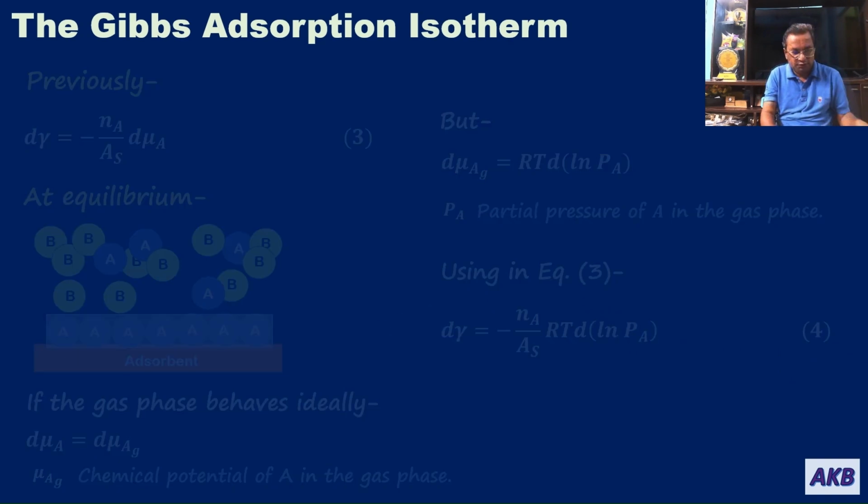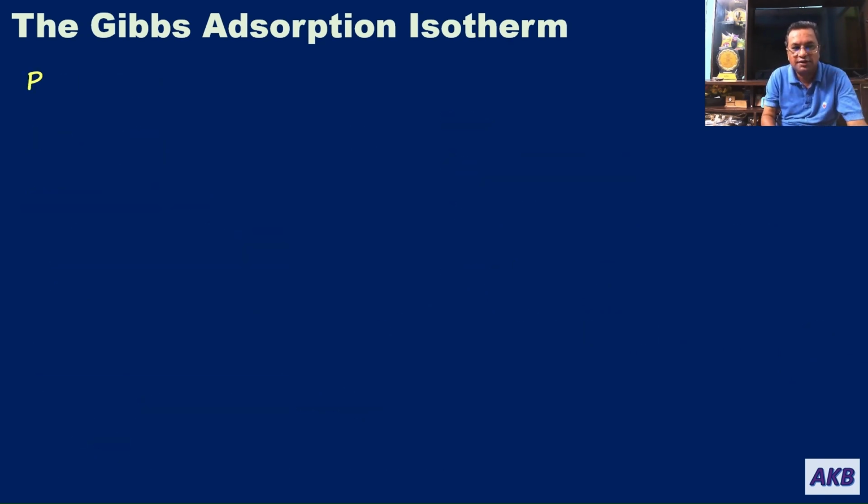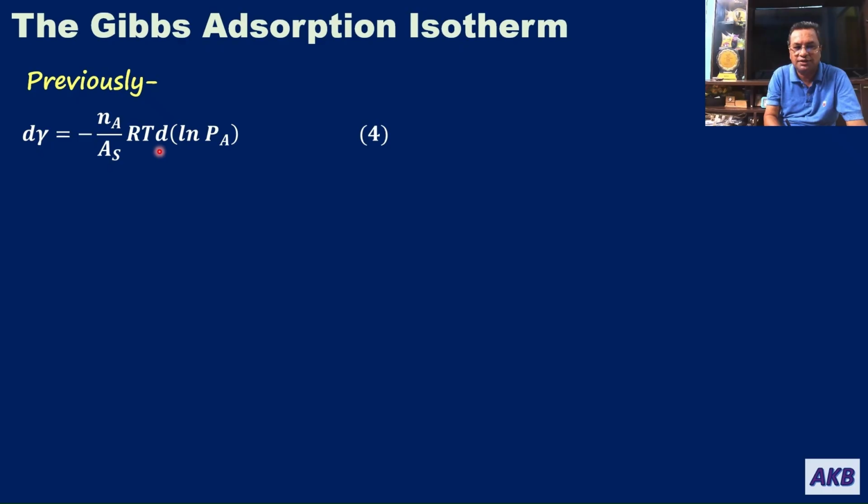Okay. So previously we got this equation: d gamma is equal to minus Na upon As into RT d ln of PA. It was numbered as equation number 4. Now let us talk about gamma, the surface tension.